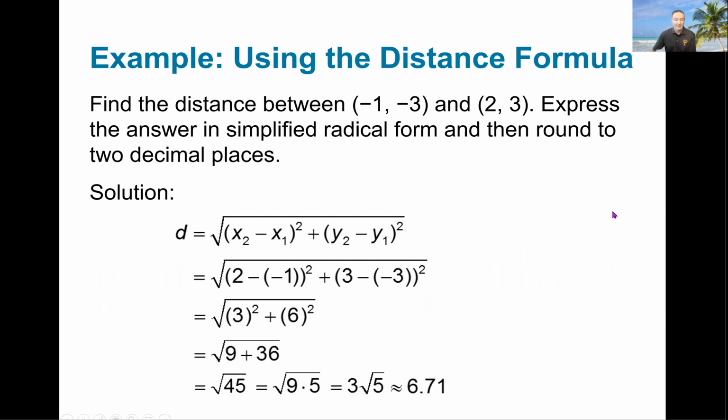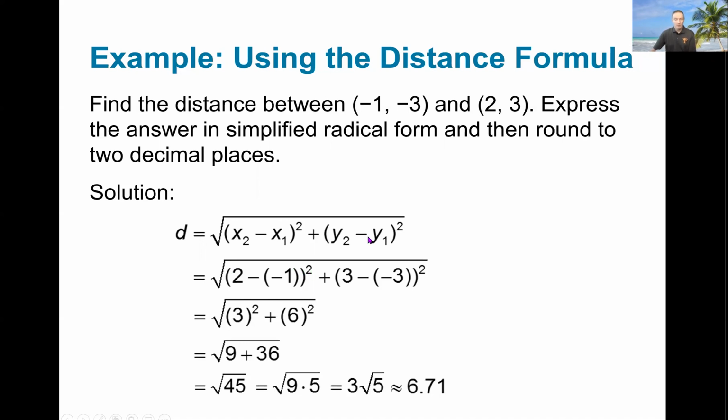Now, to see an example of that, I'm asking you to find the distance between the ordered pair -1, -3 and the ordered pair 2, 3. All right, so the distance formula says it's the square root of the change in the x values squared. Well, that's going to be x2 minus x1. That's 2 minus a -1. You'll see I put that in the next step, and we need to take that difference and square it.